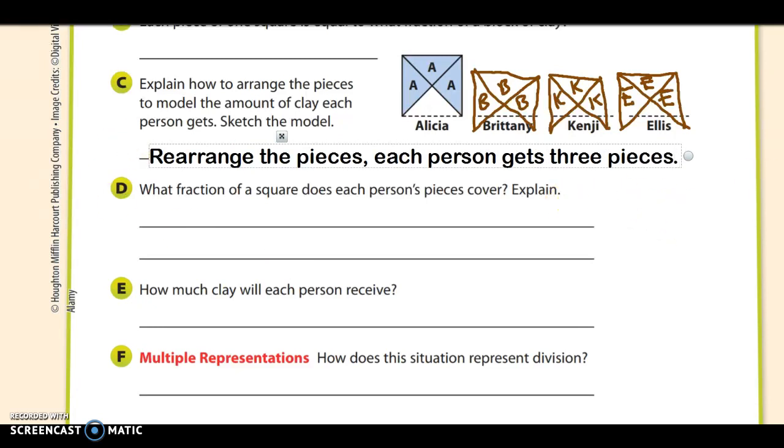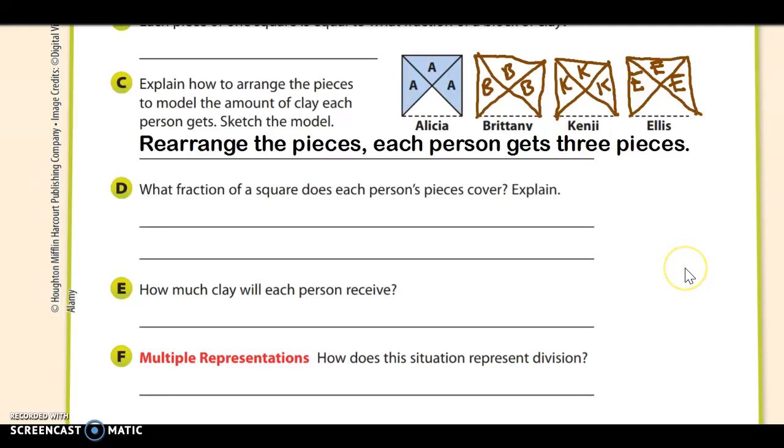Alright, question D. Question D says, what fraction of a square does each person's pieces cover? So let's go up to this one I sketched right here for Brittany. The whole square, I'll go ahead and highlight the whole square in green. The whole square is this right here, but only 1, 2, 3 were covered. So 3 were covered out of 4. What fraction is that? It's 3 out of 4.